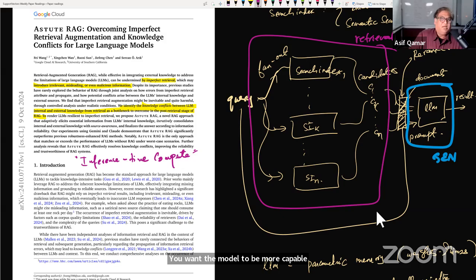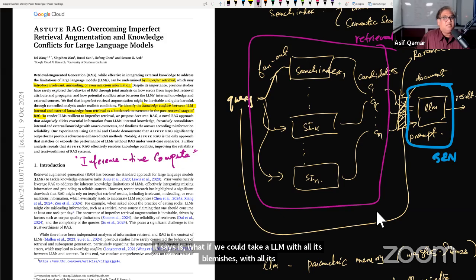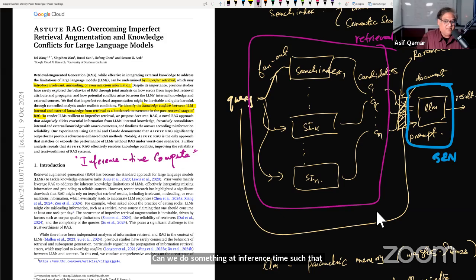You need to build a bigger model, and you need to train it for much longer. The inference-time compute, you see that this year, 2024, has been getting a lot of traction. What it says is, what if we could take an LLM with all its blemishes, with all its problems, with all its hallucinations? Can we do something at inference time such that its performance is significantly better?